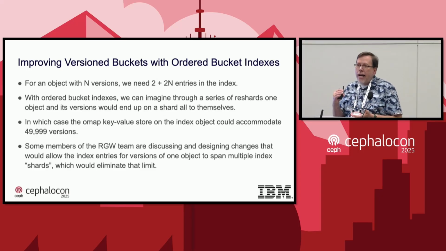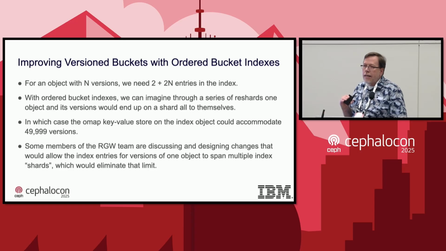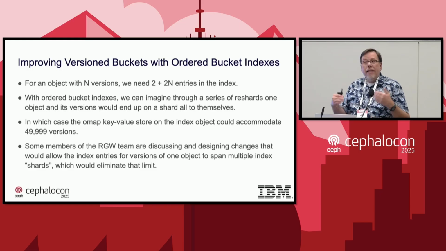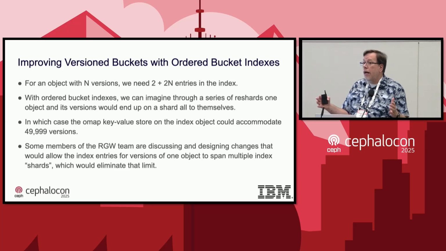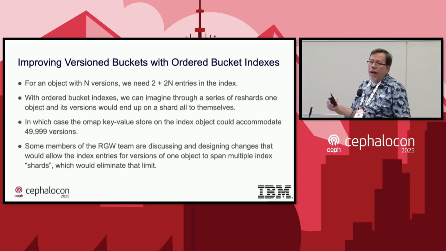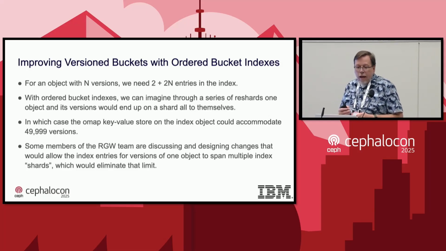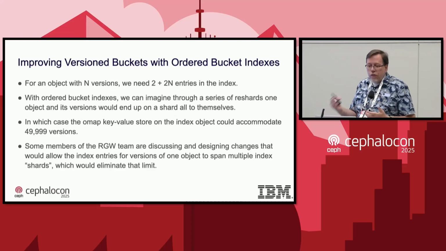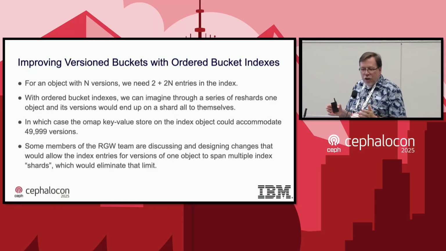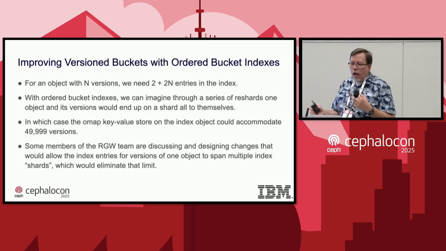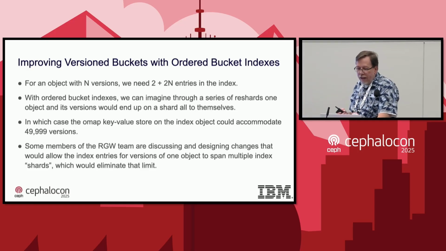For a versioned object, the number of entries we need in the bucket index object is 2 plus 2n, all right? And so if you think that we could have ultimately 100,000 entries on a shard, that basically means that if all of the versions of a given object exhausted the entire shard all to itself, we could have about 49,999 versions, and that would be the upper limit before warnings start occurring. We are looking at ways to address this. I don't have much to say on this right now. It is challenging given all the other constraints, but we are trying to figure that out.